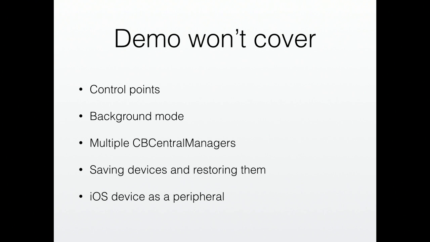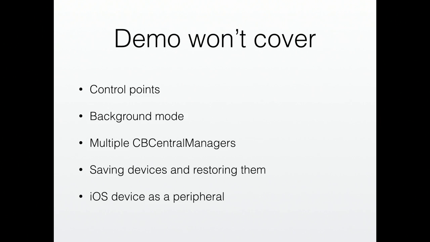And then the iOS device: in the original Core Bluetooth APIs, you couldn't do this, but now you can set up your iOS device as a peripheral. So you can actually have two iPhones communicating with each other over Core Bluetooth, which is pretty cool. But again, I probably won't go into that. This is kind of Core Bluetooth 101.